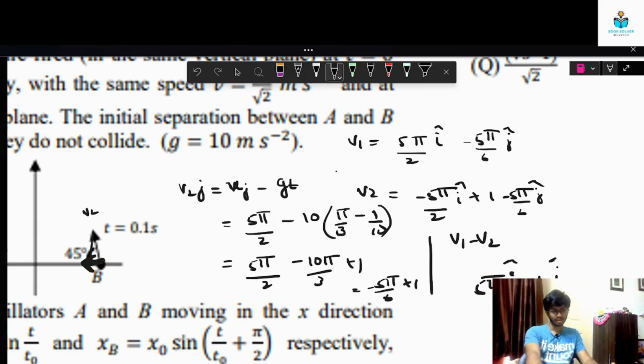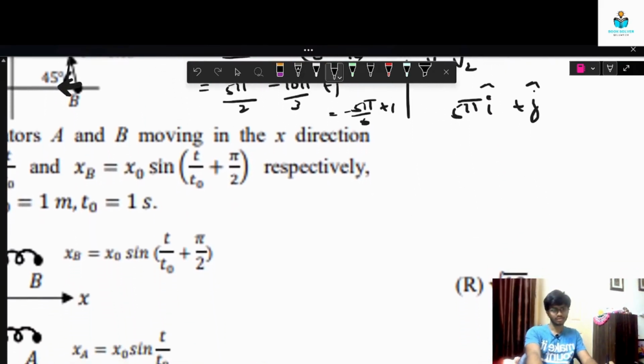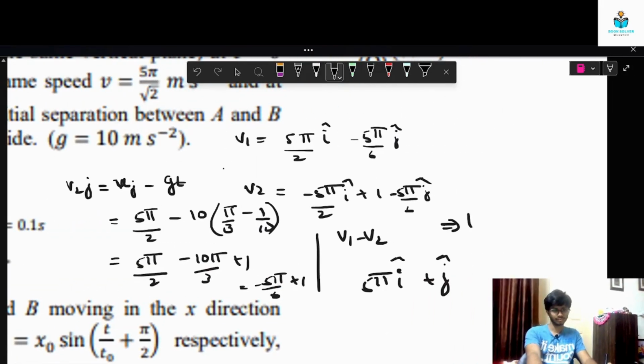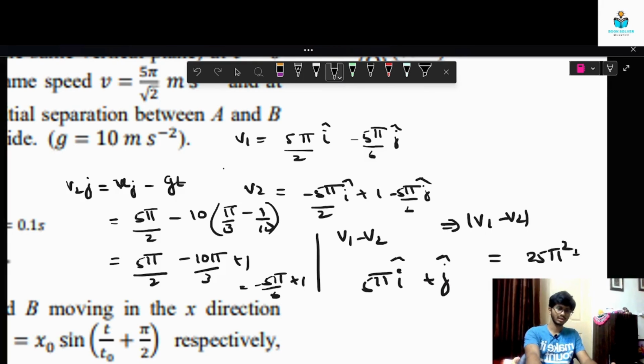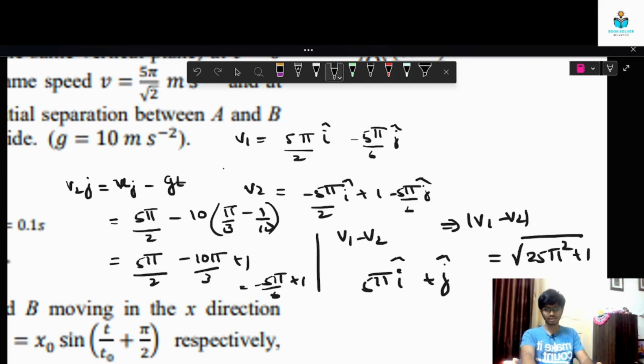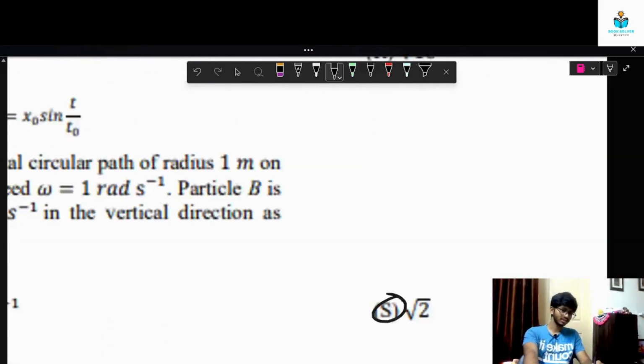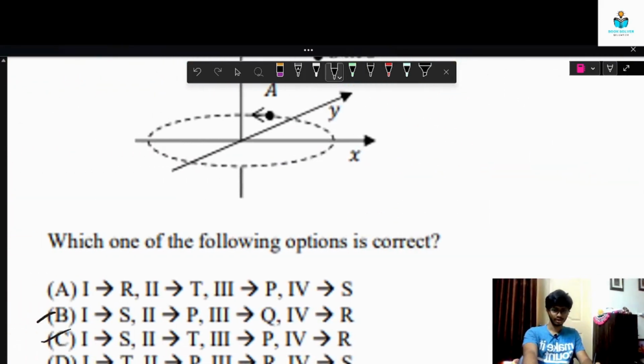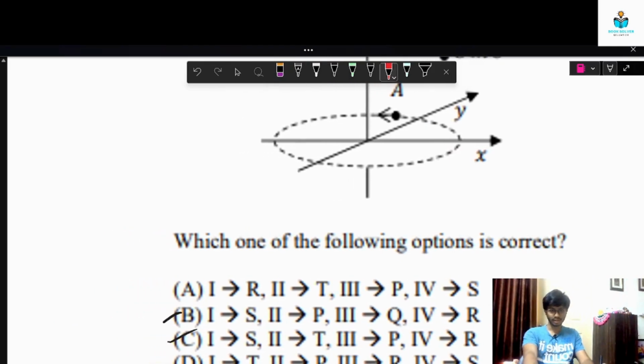So what is mod v1 minus v2? This will be 25 pi square plus... You weren't supposed to solve all this. Once you got one velocity, it was completely in terms of pi. You didn't even have to go for v2 because there is just one option which has pi in it. You would have known that the correct answer is option C.